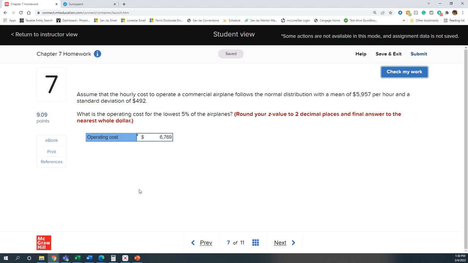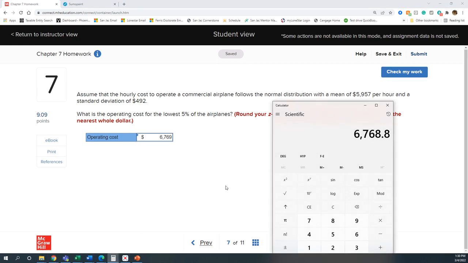Not bad. I was thinking all in positive. But it's 1.65 since we're doing the lowest. Make sure it's a negative 1.65. I was just thinking, classic mistake. Just took it as a z-value as it is. But again, we're looking for the lowest. If it was for greater than, then we would be right on the money.